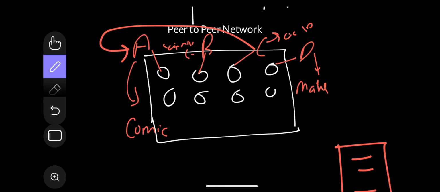Now comes the important part, sharing the resource. Alice is going to send a copy of the comic book directly to Charlie. There's no need for a central server to facilitate this transfer. Charlie can read the comic book while Alice keeps her original copy. So simple, like that.